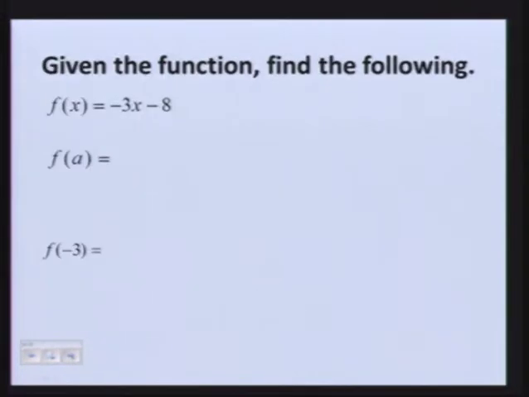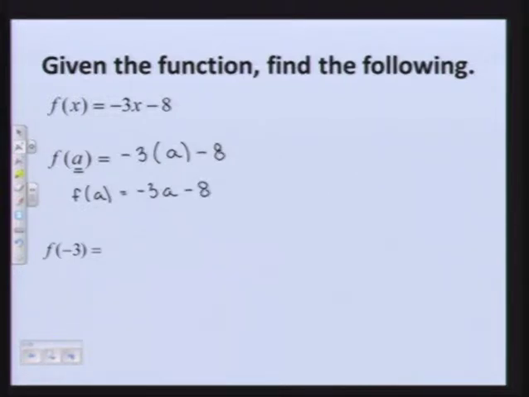So let's do some more. Let's practice. Given the function negative 3x minus 8, we want to find f of a. All we're going to do is take our function, and what I do is I take out the variable and I replace it with parentheses. And so whatever you have on the left side over here in place of x has to match to the right side. So we have negative 3 times a minus 8. All we can do with that is multiply. So I have negative 3a. I can drop the parentheses, minus 8, and that would be my answer. I can't simplify that anymore. And that's what you're going to have right there.